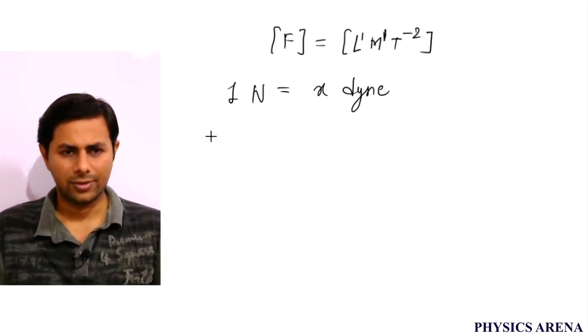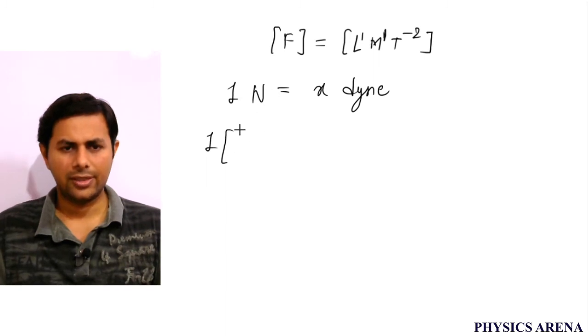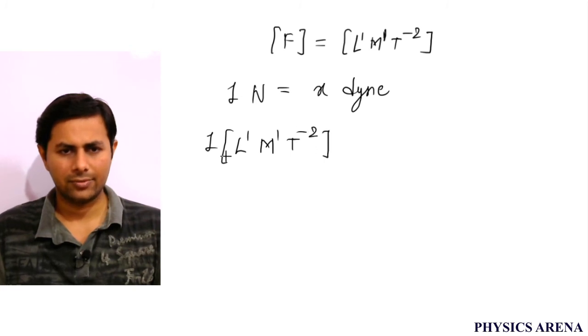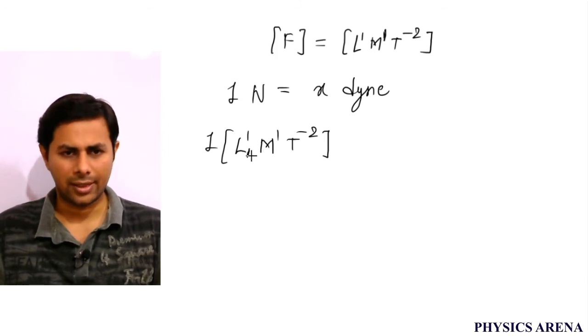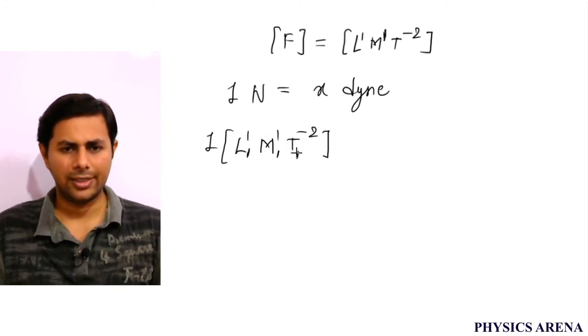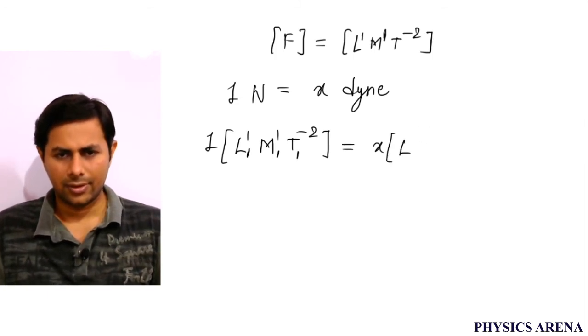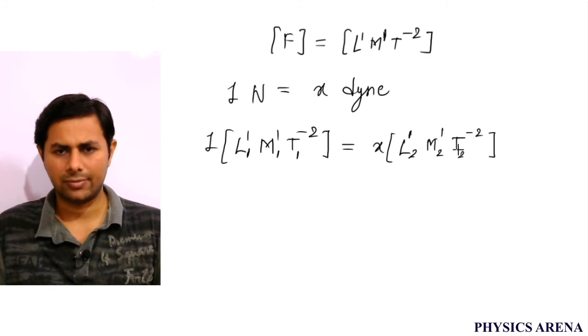Okay, so Newton can be written as L raised to 1, M raised to 1, T raised to minus 2, and the units we chose for SI system are L suffix 1, M suffix 1 and T suffix 1. Okay, so L1 raised to 1, M suffix 1 raised to 1 and T suffix 1 raised to minus 2. Okay, similarly I can write dyne as L2 raised to 1, M2 raised to 1 and T2 raised to minus 2.